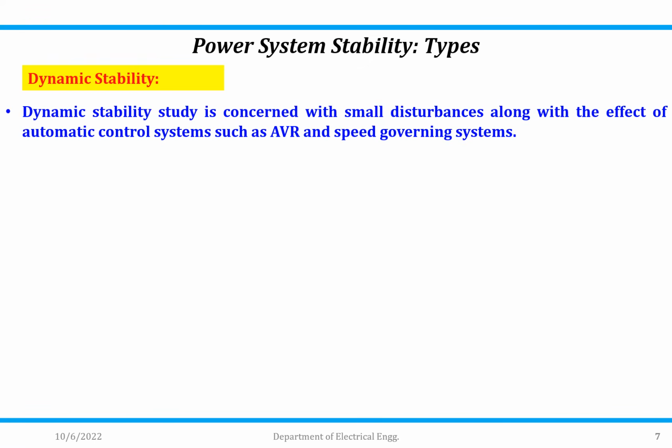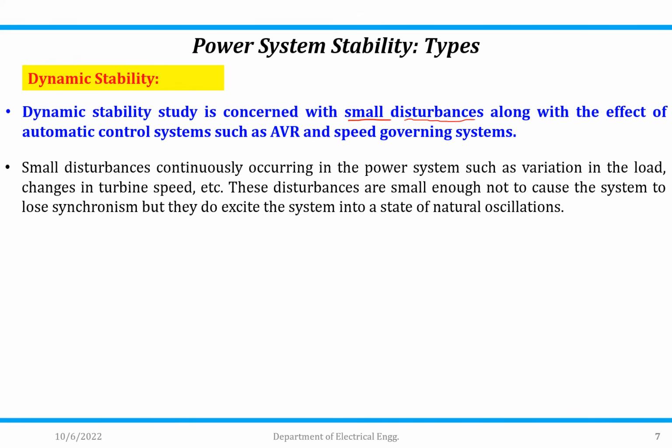Second one is dynamic stability. Now the dynamic stability study is concerned with small disturbances. Again, the disturbances in steady state stability were also small. Here the disturbance is also small, along with the effect of automatic control systems such as the AVR, that is, the automatic voltage regulator, and the speed governing system.